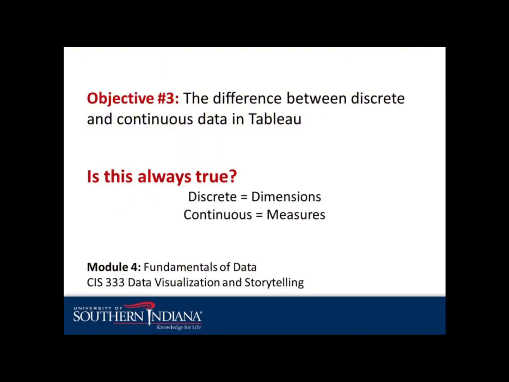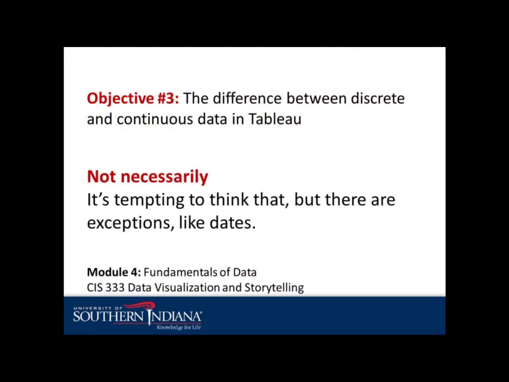So consider this. Is this always true? Would discrete data mean that it's a dimension, and continuous data means that it's a measure? Not necessarily, and this is what trips people up. There are exceptions, and it gets into that when we talk about time and dates in Tableau. Because dates, although you would think that those are always measurable, can be used two ways. They can be used discretely or continuously.